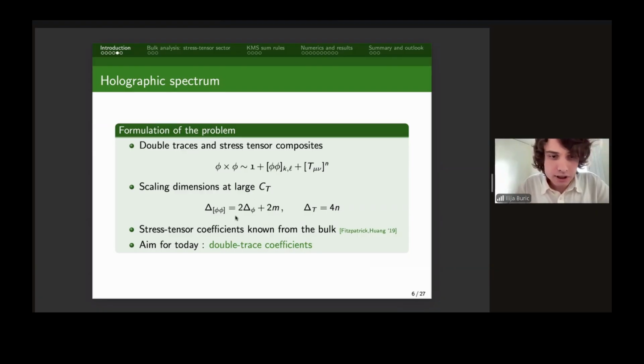And up to this work that we did with Ivan and Andrei, very little was known about the double trace operators. So the aim of these works was to compute the thermal coefficients of double trace operators. And because these are the only remaining operators in the two-point function, this essentially then gives the whole thermal two-point function in this case.